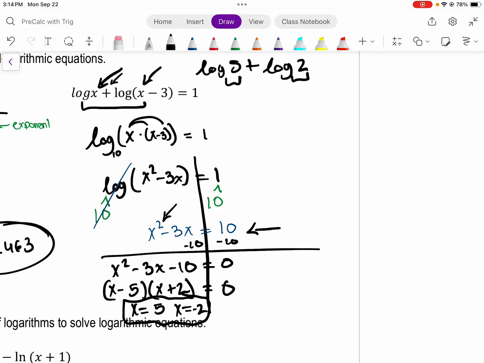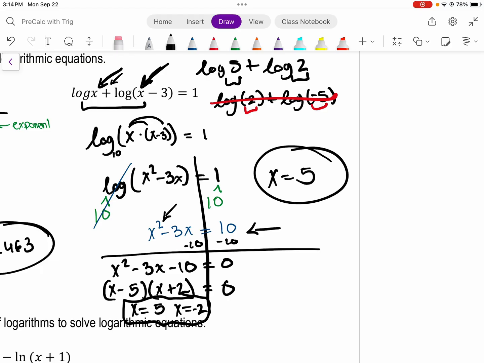Well, if I plug in negative 2, I'm going to have log of negative 2 plus, if I plug in negative 2 there, that's going to be negative 2 minus 3, which is negative 5. So log of negative 5. And you can see right away there's a negative inside the logs, which means this is not possible. So my only answer is going to be x is equal to 5. X equals negative 2 is what we call an extraneous solution.